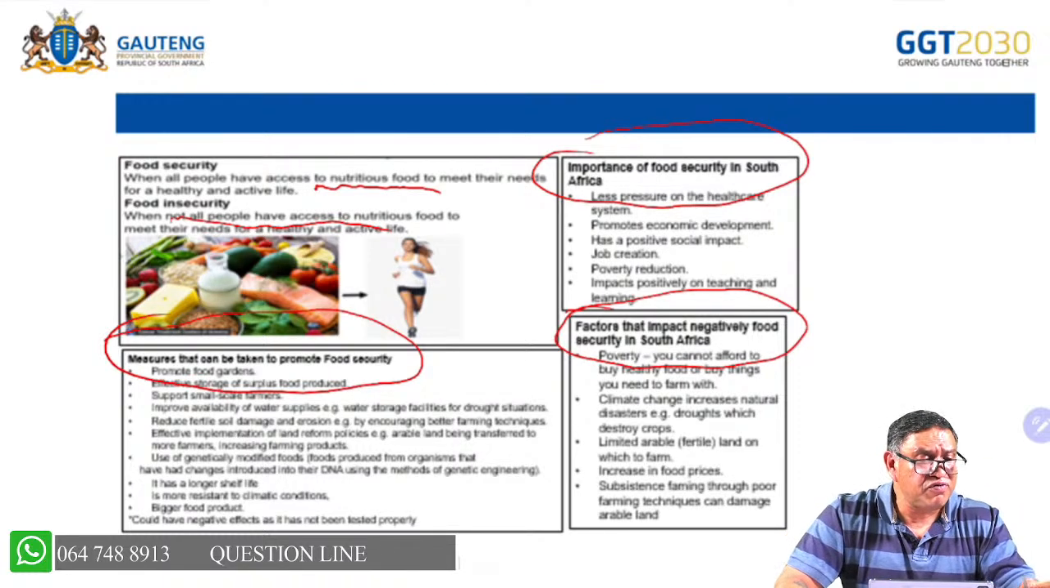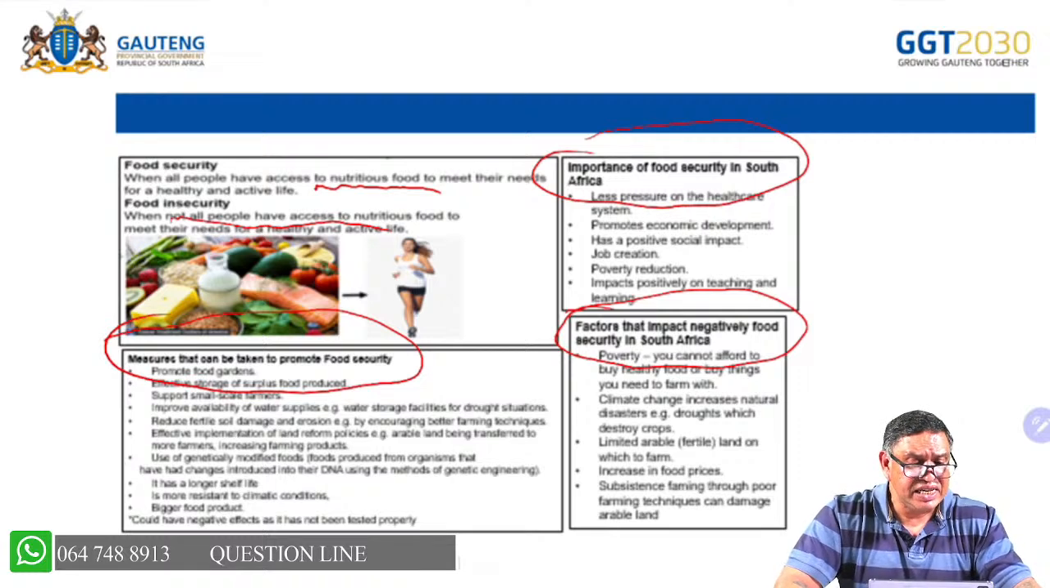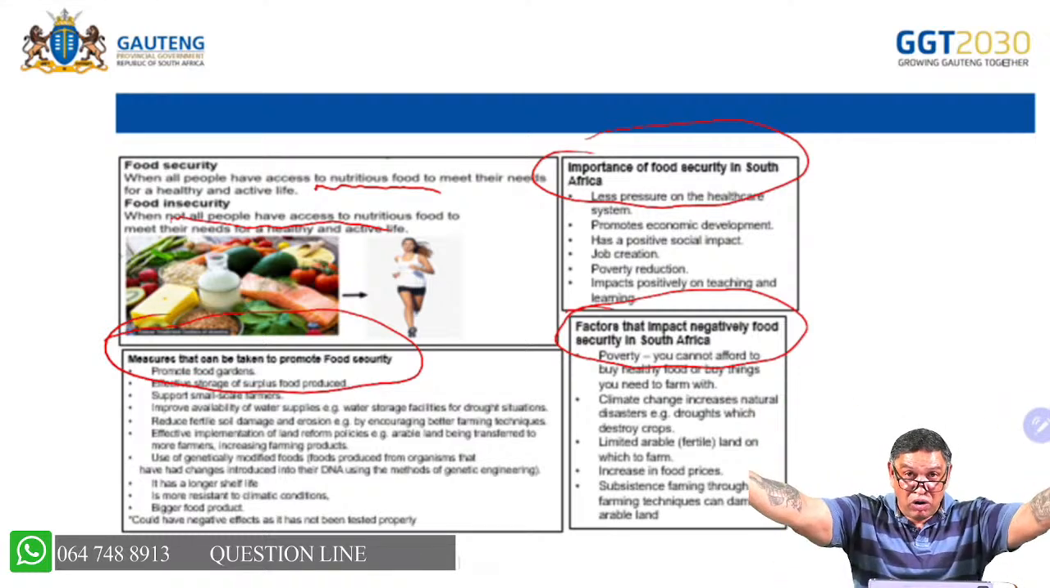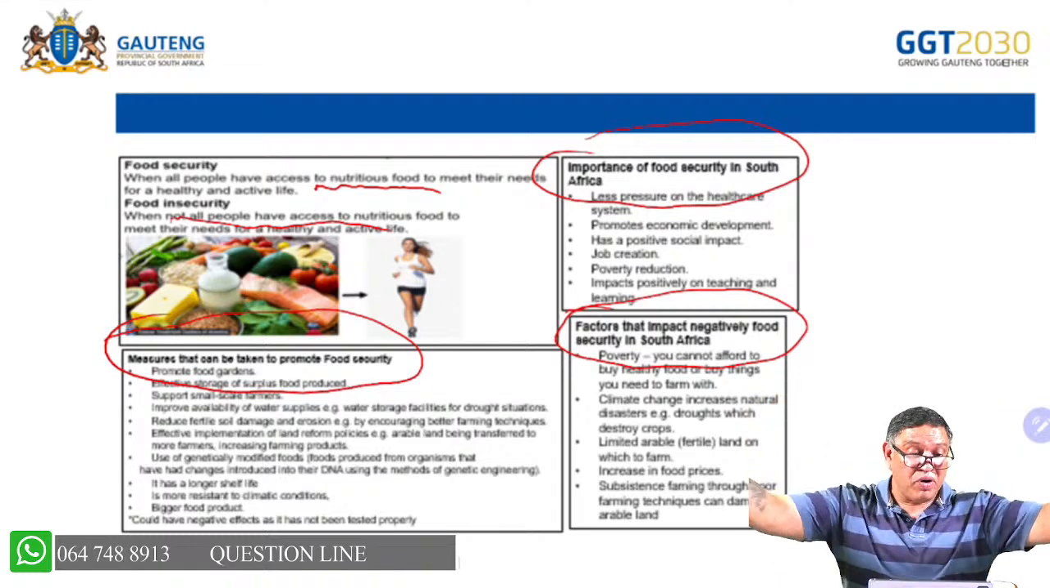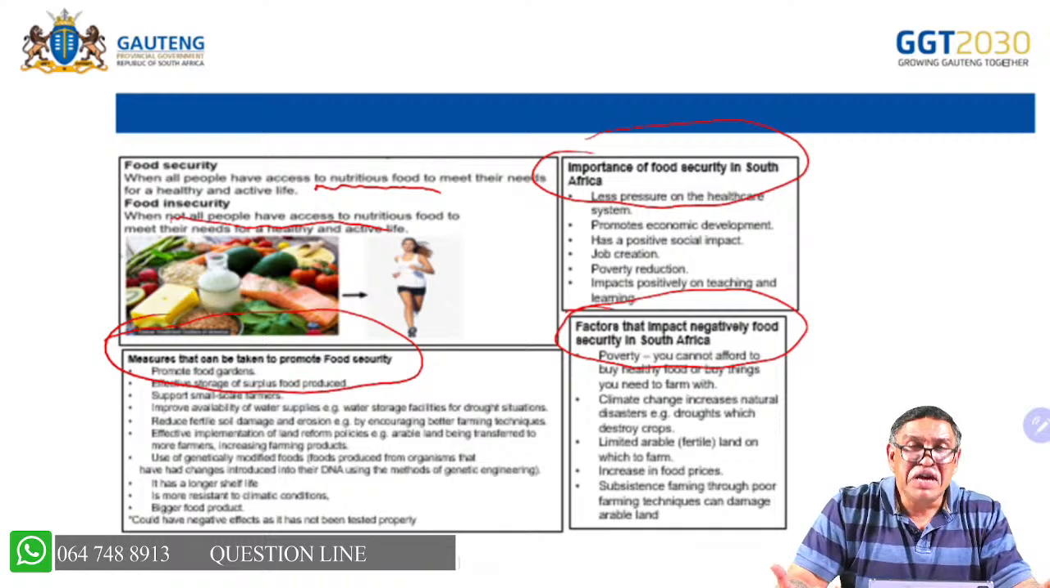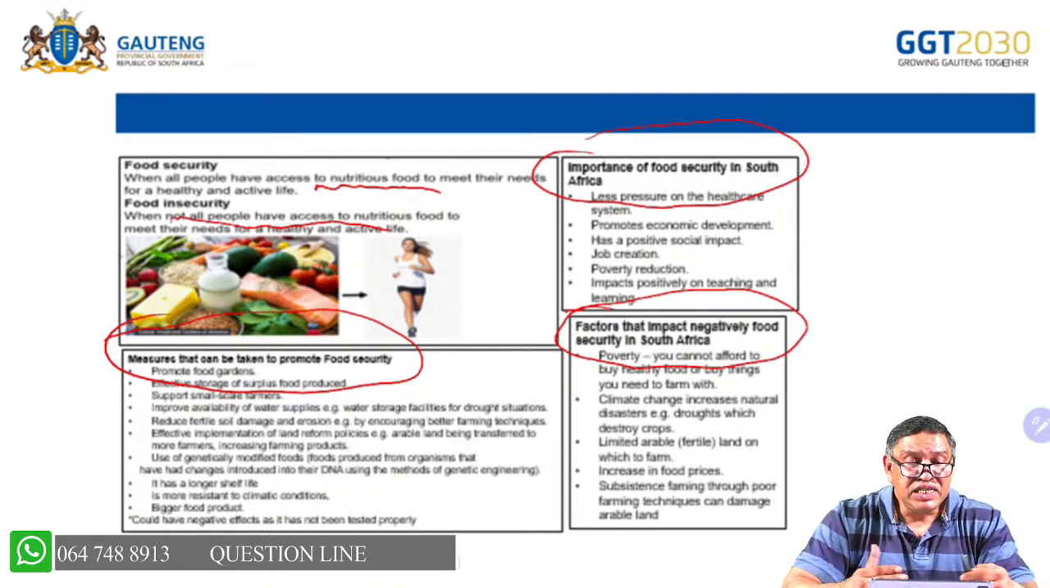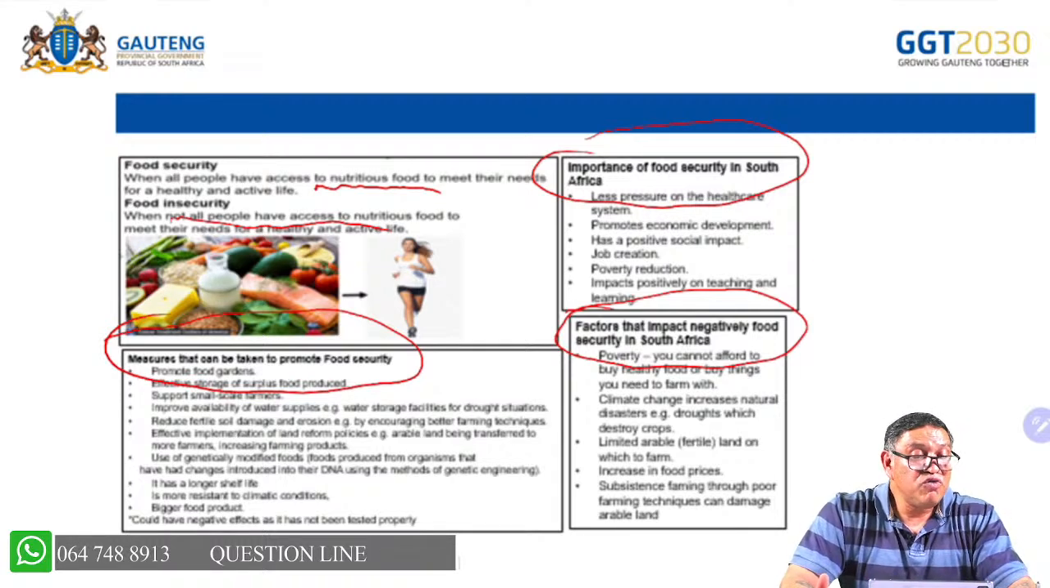And I need to know measures that can be taken, like, for instance, promoting food gardens, storage and surplus of food, which can be used later, using genetically modified foods, which last longer, and you can make bigger products. So what measures can be taken? And that, in a nutshell, will cover the food security. Okay.